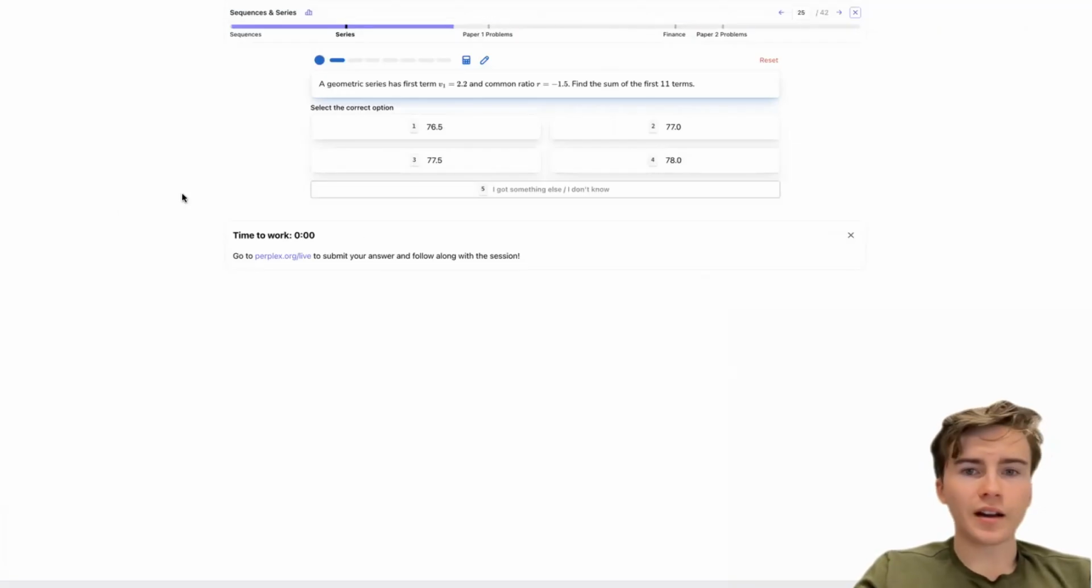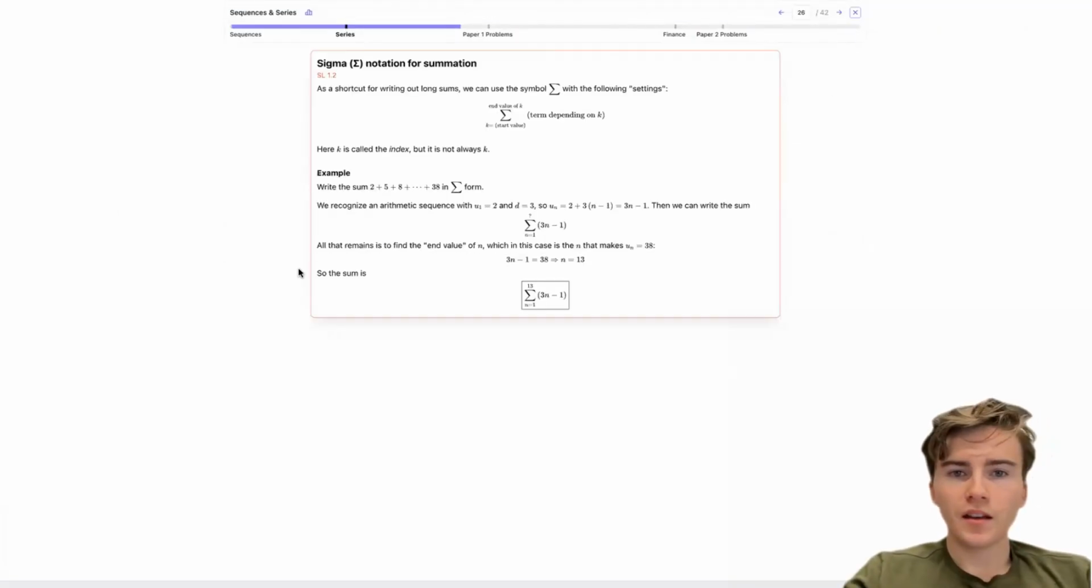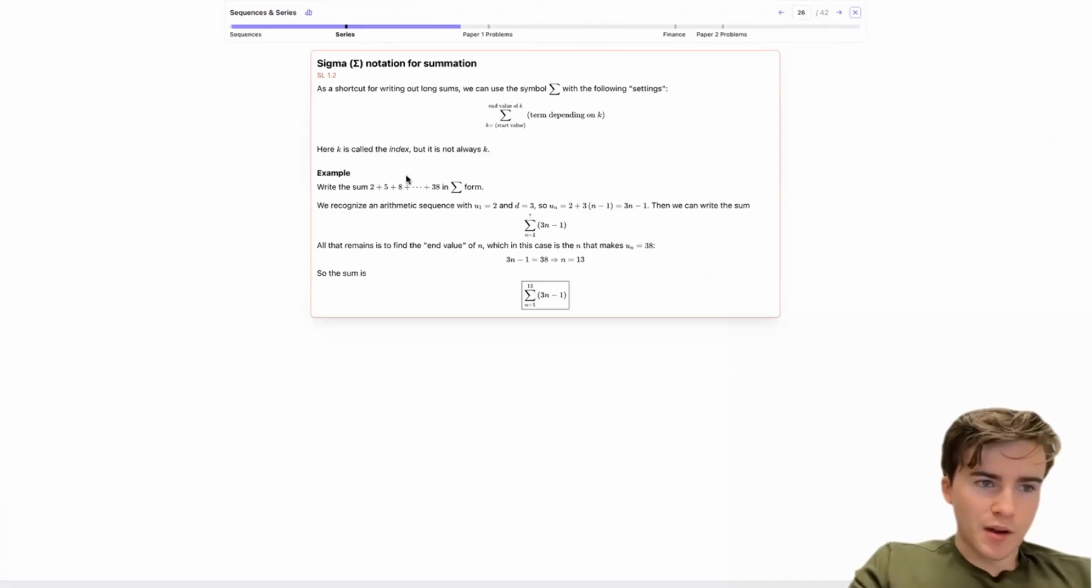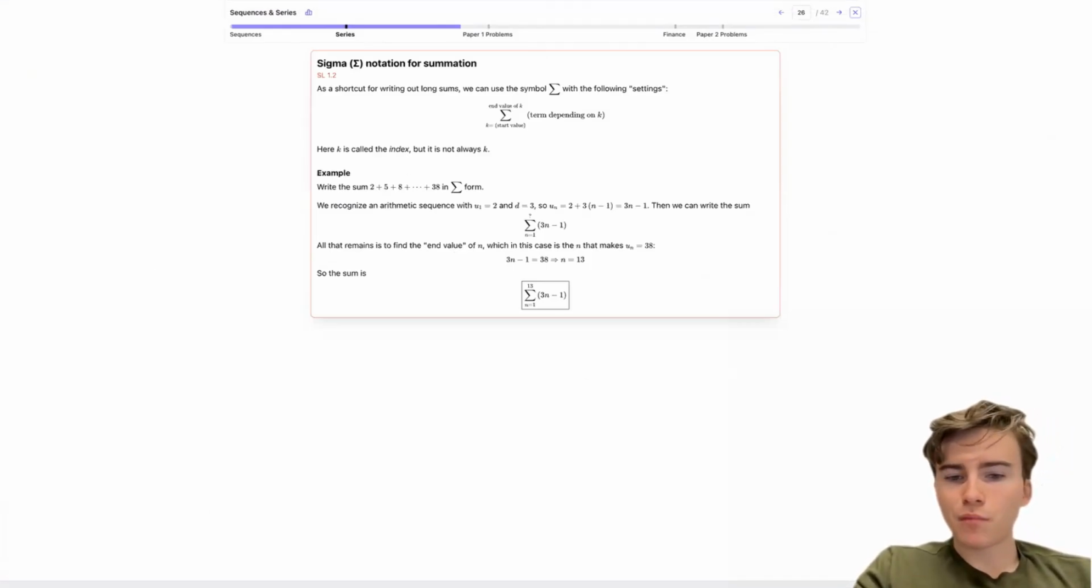Nice. Negative 77.0 was the answer. So let's talk about sigma notation. This is mostly for higher level students.